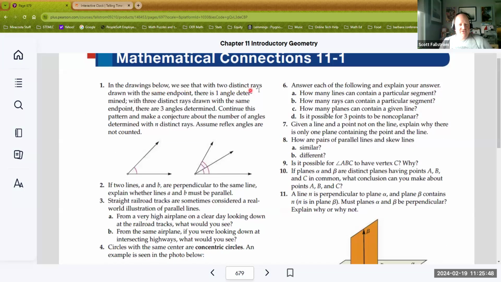In the drawing below, we see there are 2 distinct rays drawn with the same endpoint, and there's 1 angle determined. With 3 distinct... wait a minute, that drawing right there, see the little hole? Ha! That's not a ray, it's a half line, because these authors are trying to be all fancy, but I caught them. Nice try. Okay, so if I had 1 more ray in the middle, with 3 distinct rays, then I would have 3 angles.